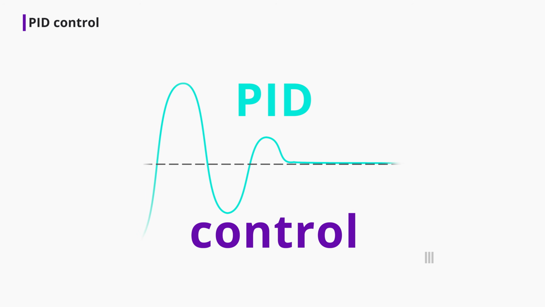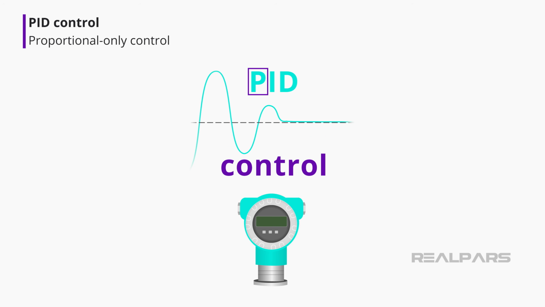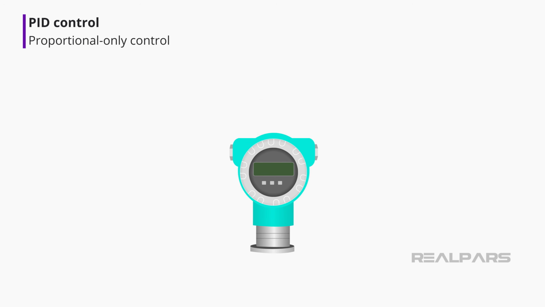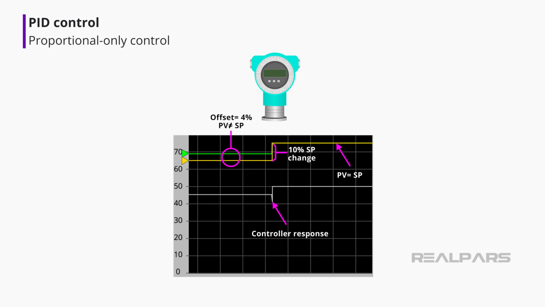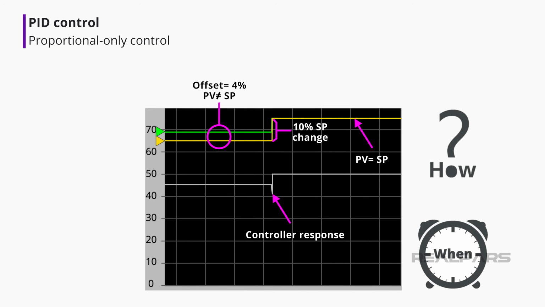In this video, we're going to look at the effects of proportional-only action on a flow control loop. Proportional-only control is the simplest of the PID controller actions, but is seldom used in industrial production processes. The problem with P-only control is something called offset. In this video, we're going to explain offset and show you how and when it occurs.